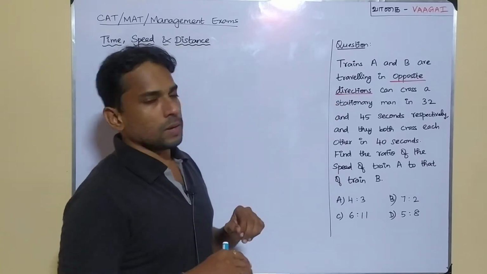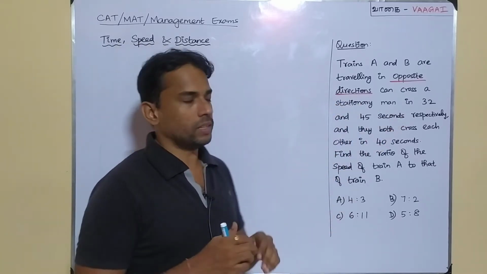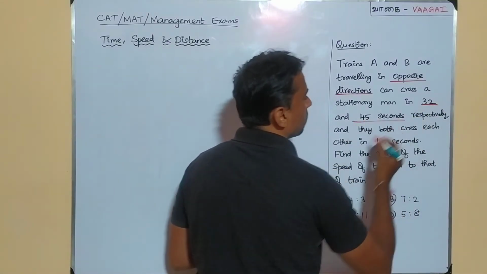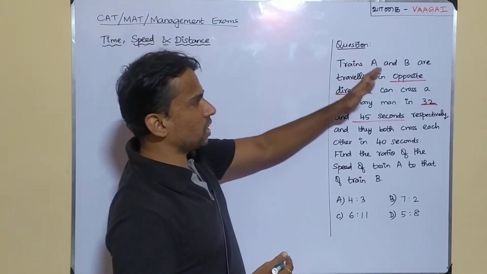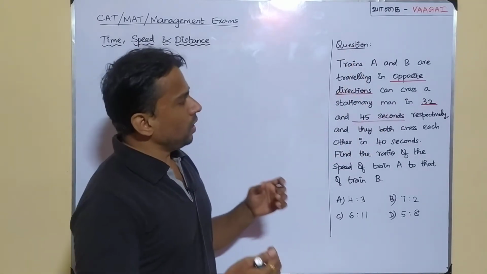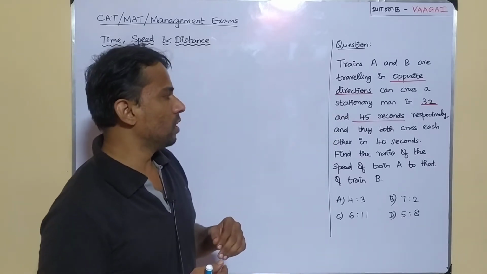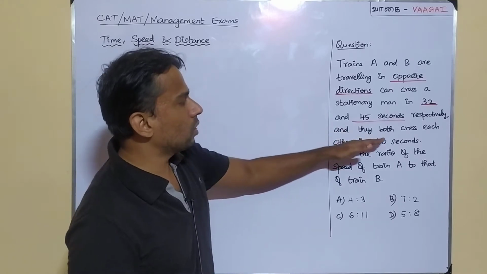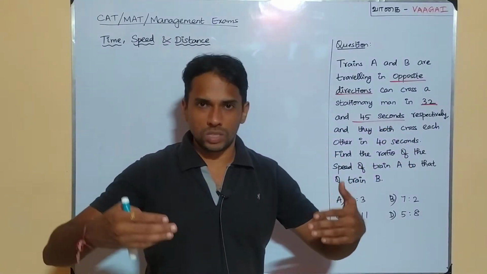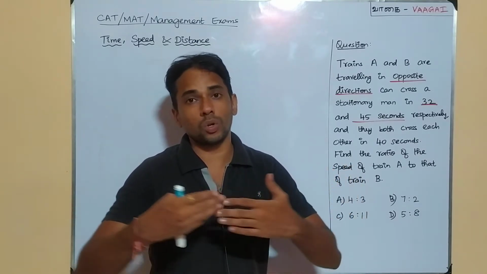A stationary man in 32 and 45 seconds respectively. That is, we are given the time taken by the two trains to cross that stationary man. Train A is taking 32 seconds to cross the man, and train B is taking 45 seconds to cross the man. This is what is given here. And also they both cross each other in 40 seconds.